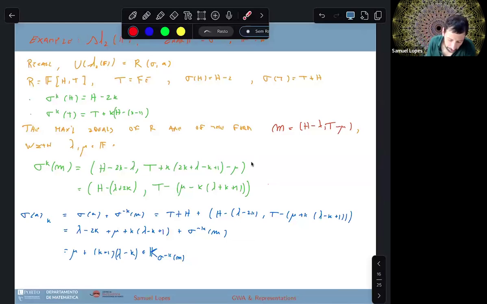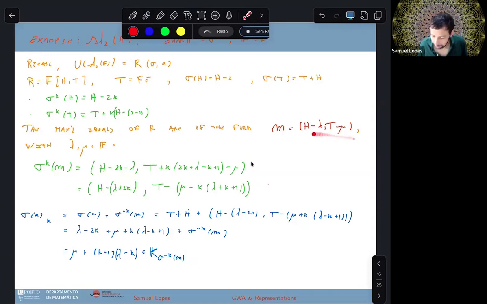From this you can see how sigma to the k acts on H, like this. This is the easy one. And how sigma to the k acts on T. This is easy as well, not so immediate. So first of all, what are the maximal ideals of R? Well, if the field is algebraically closed, the maximal ideals, by the Nullstellensatz, for example, you can use that, look like H minus lambda, T minus mu, where lambda and mu are scalars, elements in your field. I'm assuming the field to be algebraically closed.